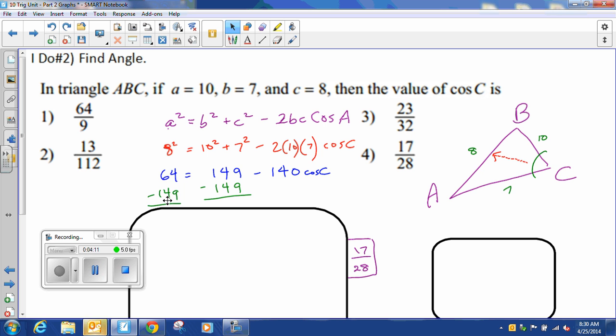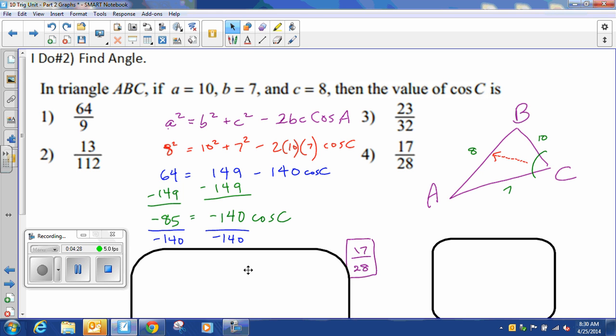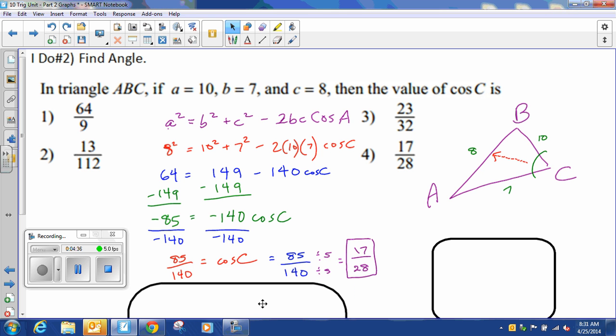Minus 149, minus 149. 64 minus 149 is negative 85. Then we bring down our negative 140 cosine C. So now what we're left with is a one-step equation. Divide both sides by negative 140. The negative signs cancel out. And 85 over 140, we can divide by 5 and reduce the fraction to get 17/28. And ladies and gentlemen, this is the value of cosine of C.